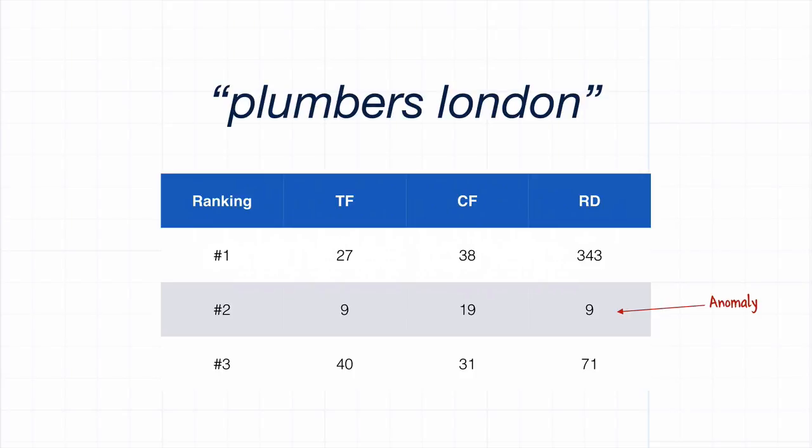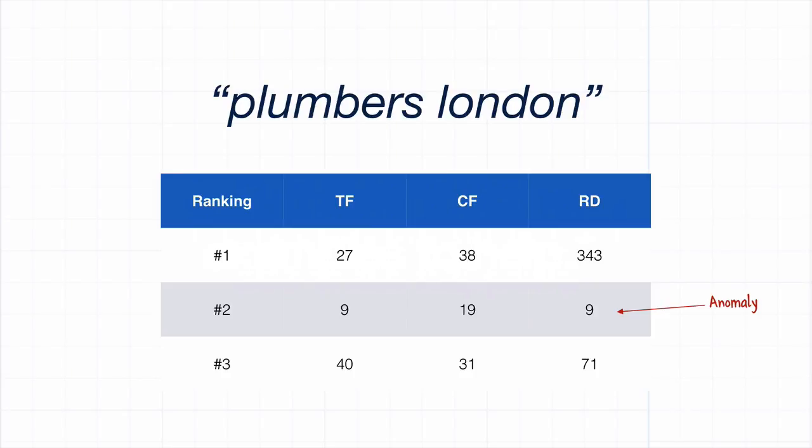So the keyword plumbers London, I did a quick keyword analysis check of it, and the number one ranked site has trust flow 27, citation flow 38, and referring domains 343. That's a lot of referring domains considering the citation flow is 38. So it definitely has a lot of power there.